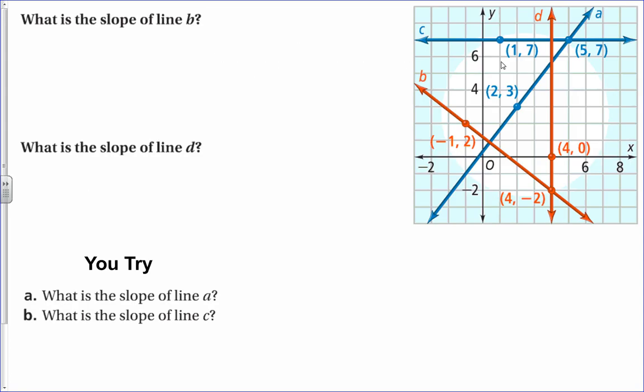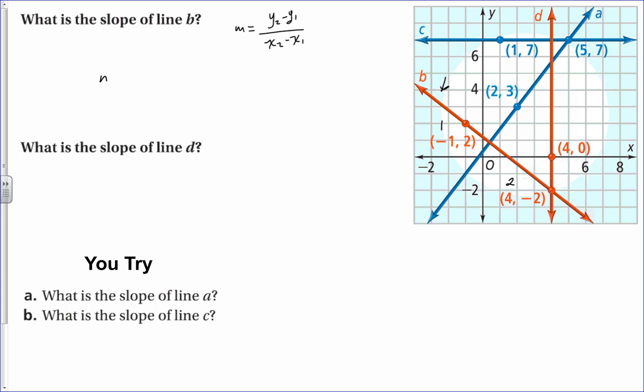So what is the slope of line B? Here's line B. So what we're going to do is use our slope formula. So m equals y2 minus y1 over x2 minus x1. Now, it's important to remember that it is y over x. It's rise over run. So now we're going to assign one of these to be point 1 and one of these to be point 2. So I'm going to make this 2 and this 1.